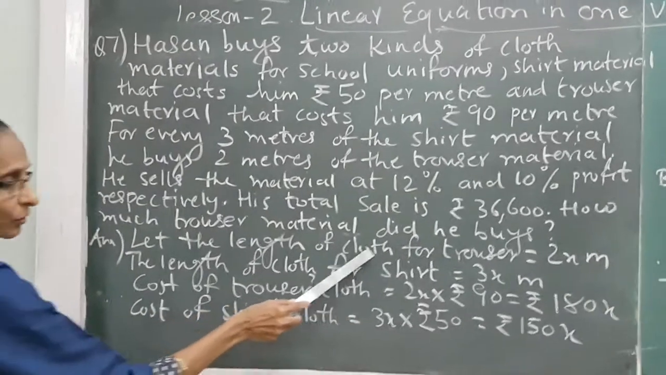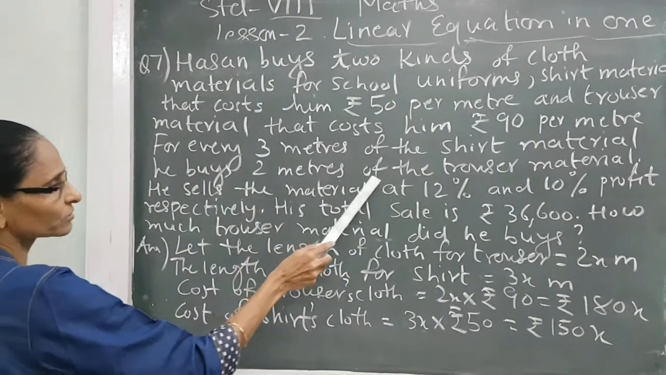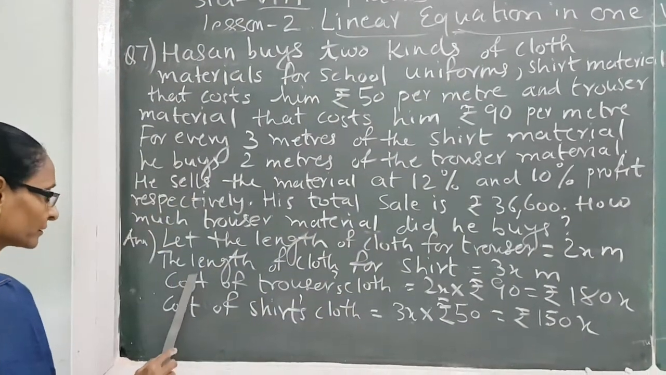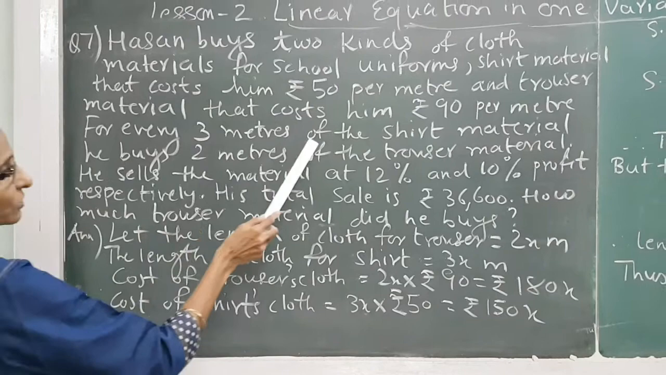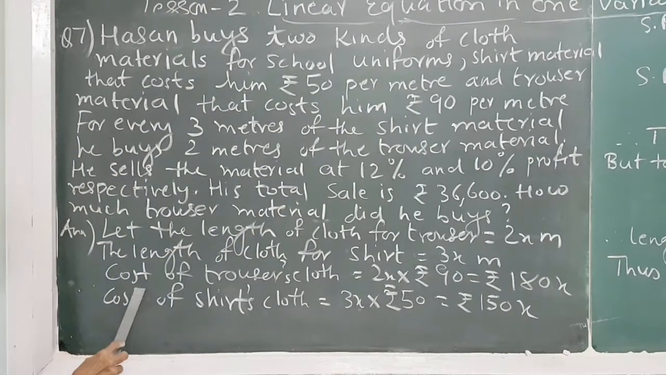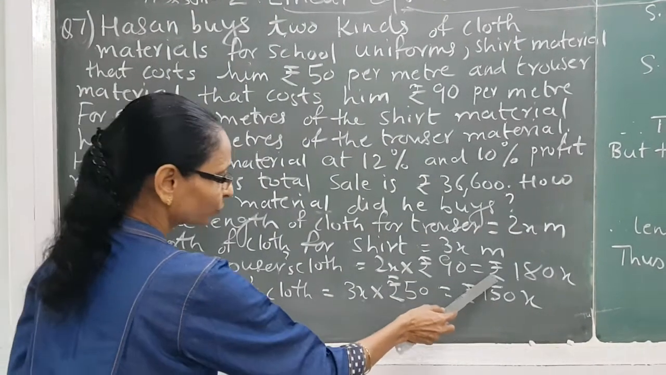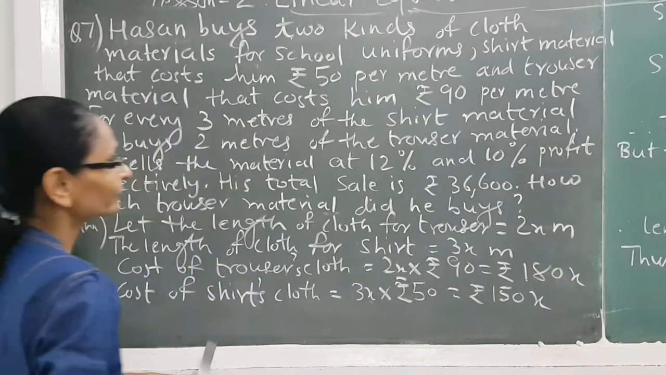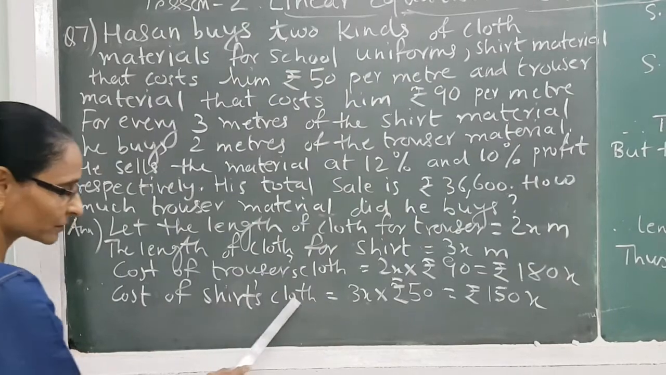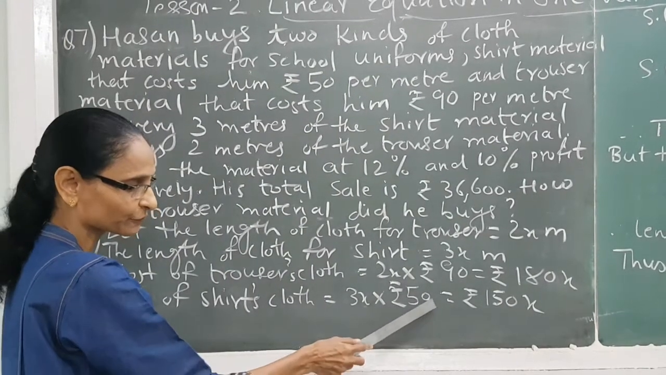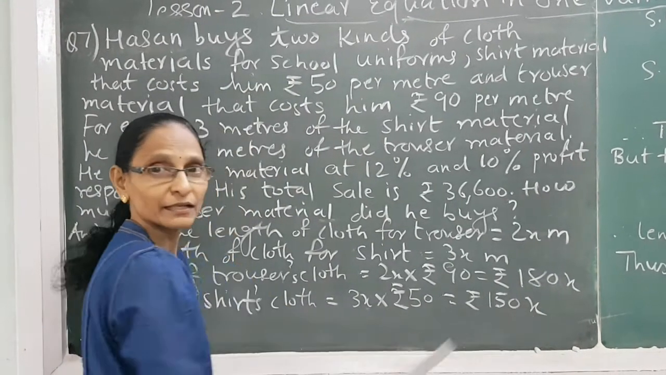Now let the length of the cloth for trouser be 2x meters. Why 2x meters? See, he buys 2 meters of trouser material. Then the length of cloth for shirt is 3x meters, because for every 3 meters of the shirt material. Now the cost of trouser cloth is 2x into ₹90, which is ₹180x. It is given ₹90 per meter. And the cost of shirt cloth is 3x into ₹50, 3 fives are 15, which is ₹150x.